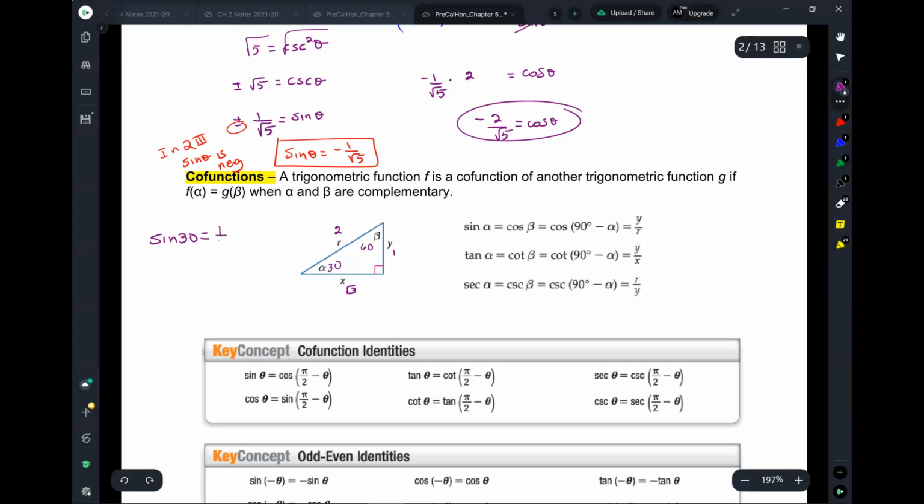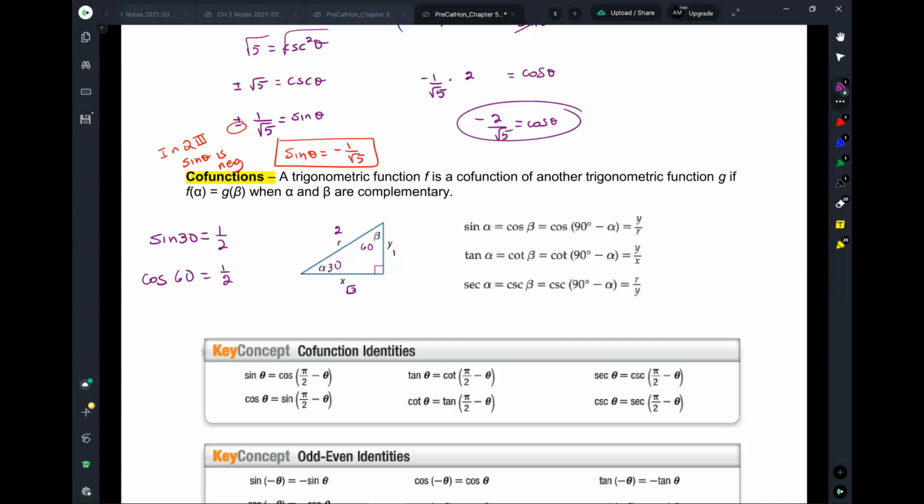So what's sine of 30 in here? 1/2, opposite over hypotenuse. Okay, what's 90 minus 30? 60. So what's cosine of 60? 1/2.